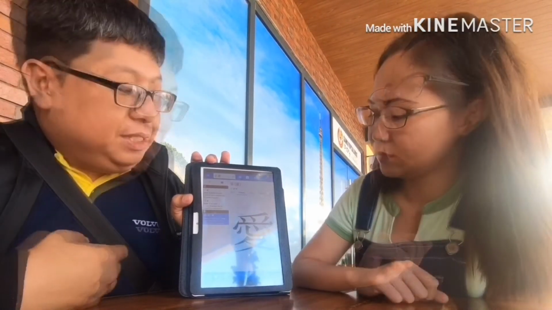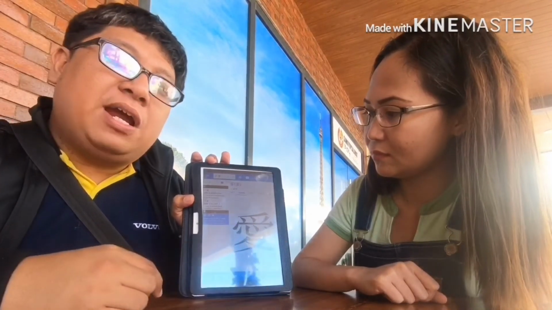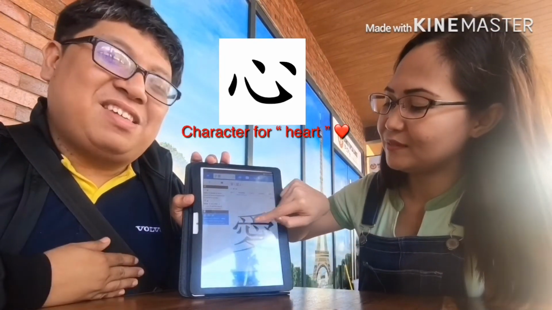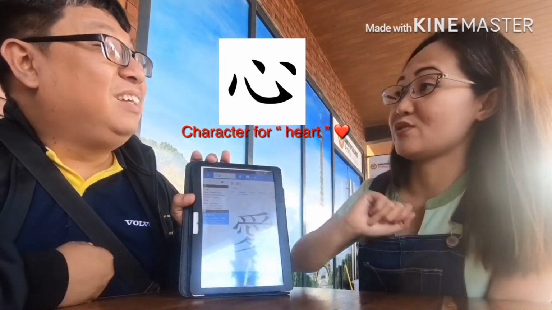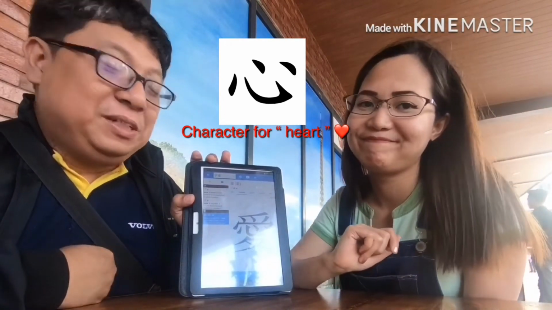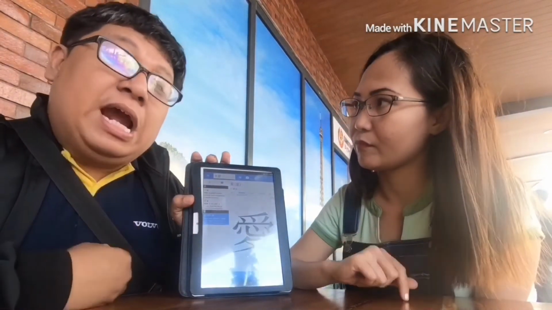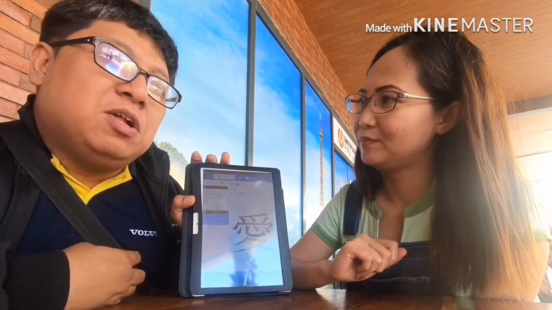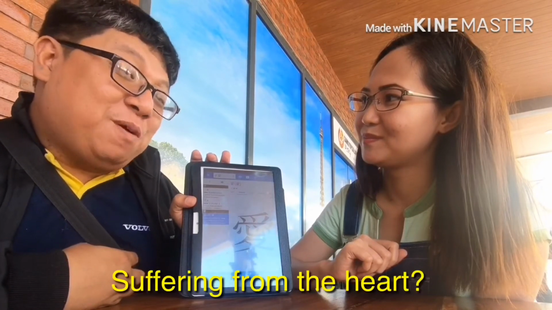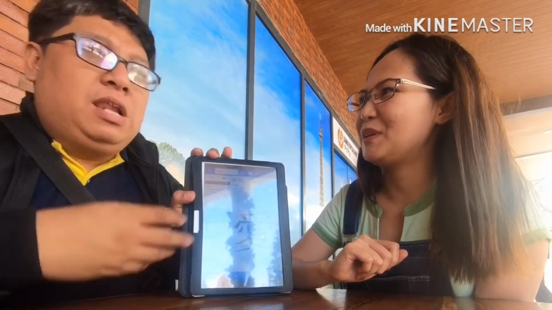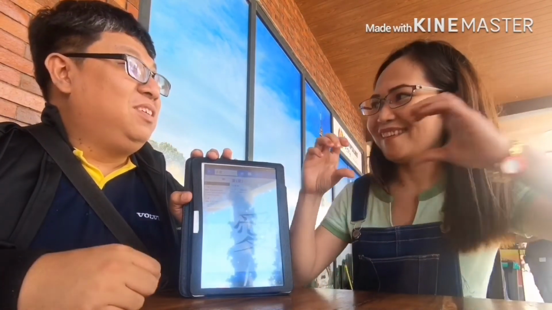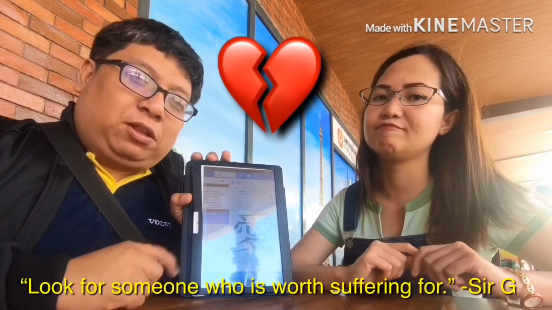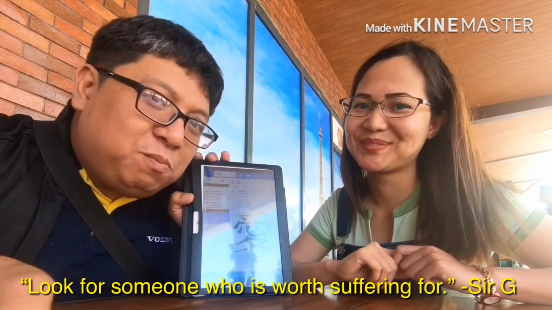Alright, so the character for love is also ai in Japanese. The character in the middle is the character for heart. You can see it here. This part is kokoro in Japanese. And then the rest of the character is the character shuo. Shuo means suffering. So does it mean suffering from the heart? Yes. Love can make our heart broken. There's always suffering in love. But look for someone who's worth suffering for.